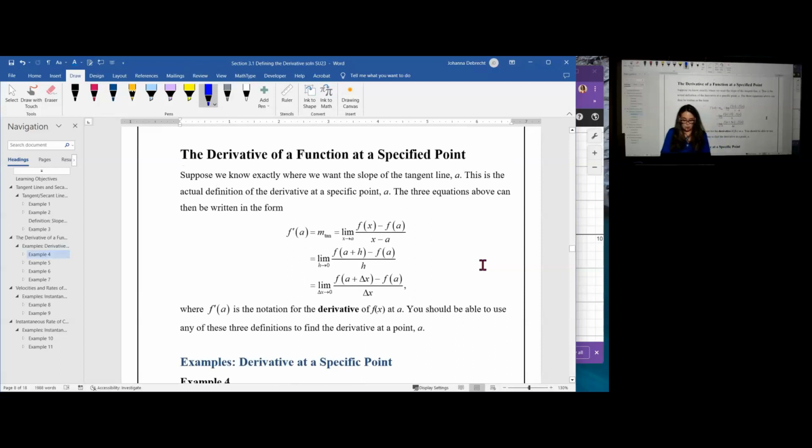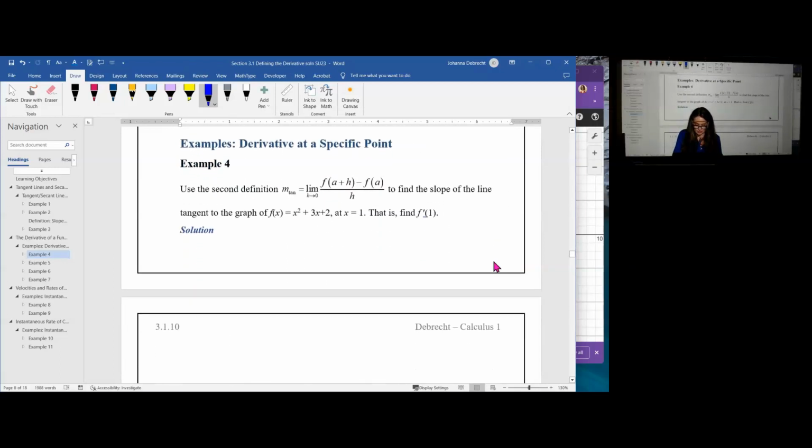In the next section, we want to take a look at the derivative of a function at a specified point, which is what we just did. Now we have 3 definitions for the derivative: the x minus a version, the a plus h version, and the a plus delta x, or x plus h and x plus delta x. If I know what a is, I know it's 4. I can replace the a in each of these formulas with 4, and then I can compute the slope of the tangent line using any of the different versions. You should be able to do this on an exam.